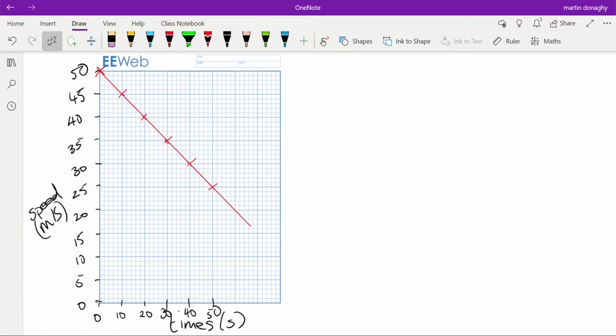Let's look at the graph you should have drawn. Now, everybody might be using different graph paper, so you might be using a different scale, but it should look roughly the same.